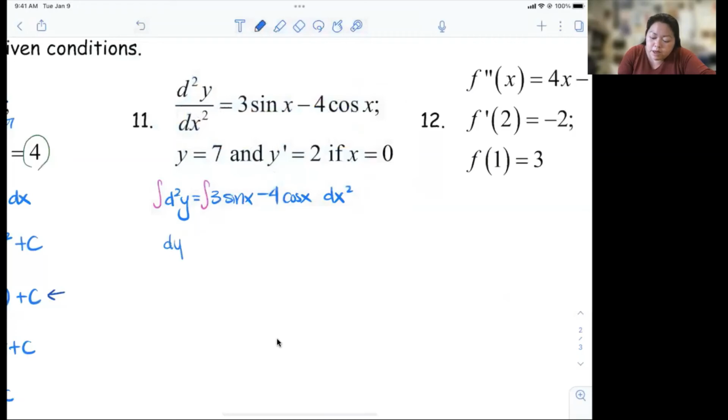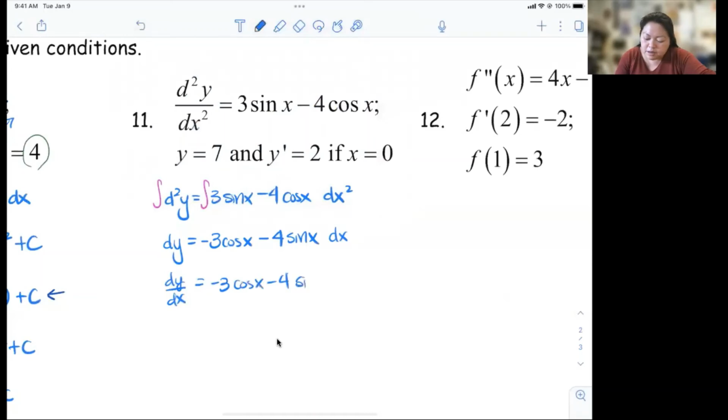So you have dy equals, okay, so this is a little bit trickier, 3 sine x. So 3 is there. The antiderivative of sine x is negative cosine x, so negative cosine x minus 4. The antiderivative of cosine x is positive sine x, and then you have your dx here. Okay, then you got to move it back.